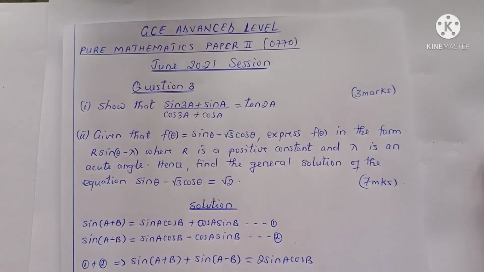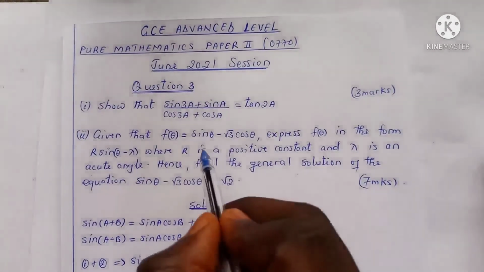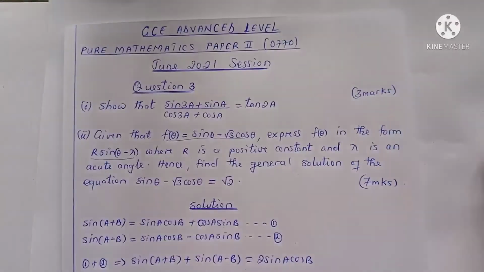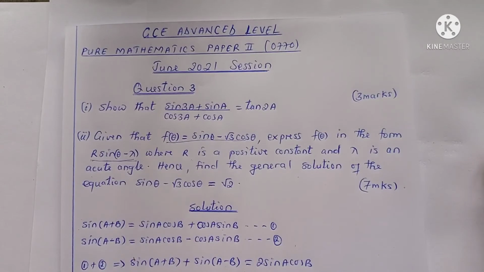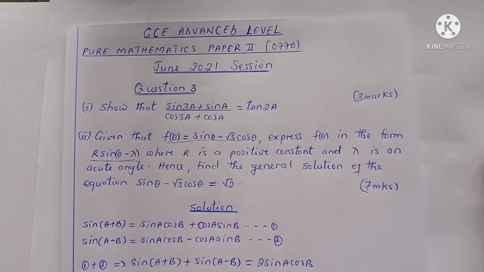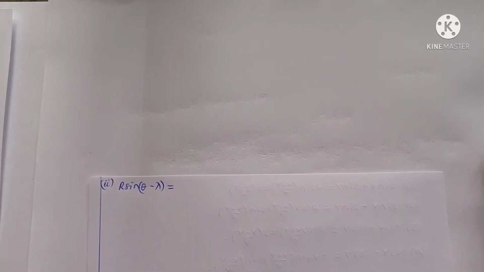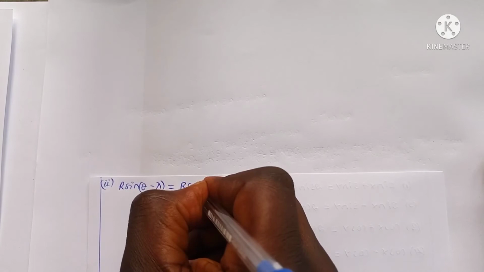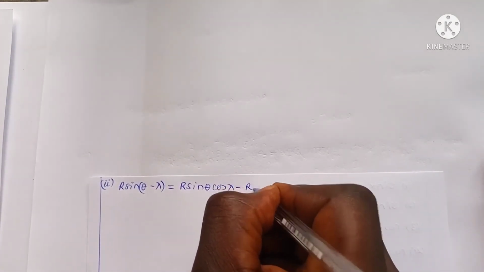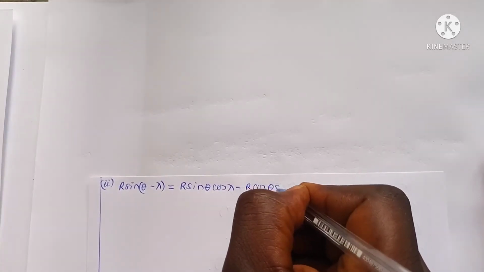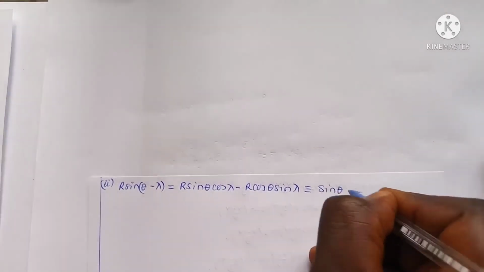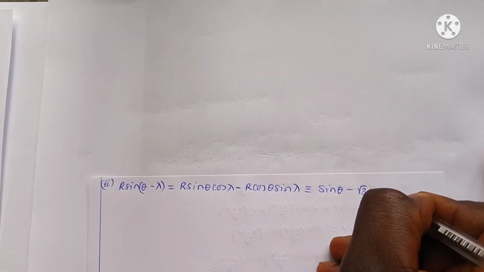Now we take the second question, and in this second question, we have to express this function in this form. To do this, we have to start by writing out the identity for r sine theta minus lambda. We know that r sine theta minus lambda is equal to r sine theta cos lambda minus r cos theta sine lambda. And this is identically equal to sine theta minus root 3 times cos theta.